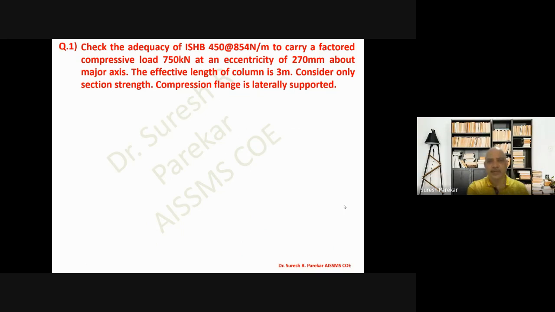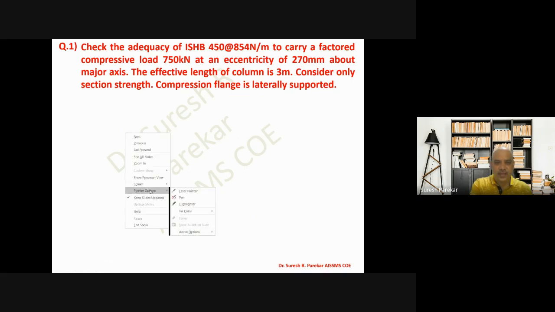Check the adequacy of ISHB 450 to carry a factored compressive load of 750 kilonewton at an eccentricity of 270 millimeters about the major axis. The effective length is given as 3 meters. Consider only section strength. This is most important. So we have to go for only sectional strength, and we are going to consider only area and ZP.